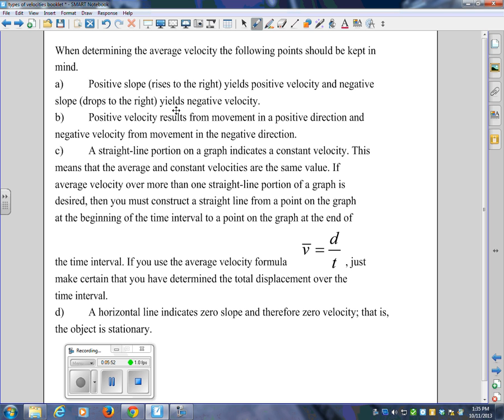A straight line portion on a graph indicates a constant velocity. This means that the average and constant velocities are the same value. If average velocity over more than one straight line portion of a graph is desired, then you must construct a straight line from a point on the graph at the beginning of the time interval to a point on the graph at the end of the time interval. If you use the average velocity formula, just make certain that you determine the total displacement over the time interval. That's a lot of words for me to say this.